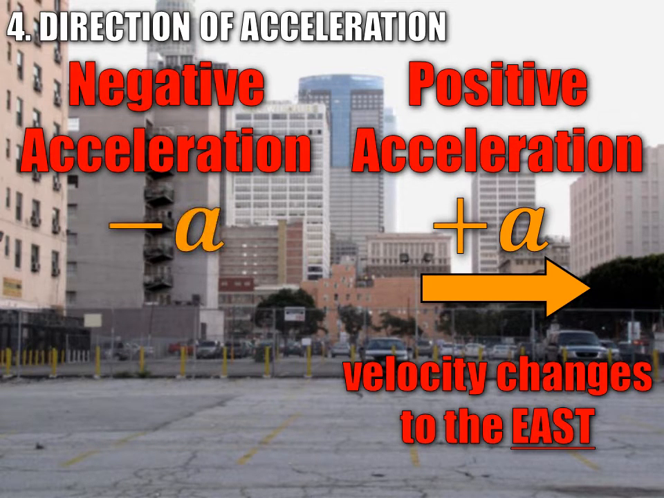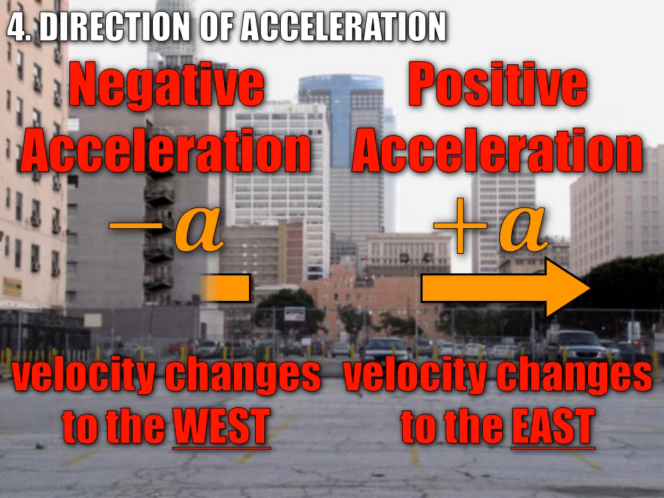Likewise, negative acceleration means the velocity is changing to the west. So there's something that's causing the object to accelerate in the western direction. Please don't confuse this. This is not the direction the object is moving, it's the direction the velocity is changing. Acceleration doesn't tell us how an object moves, it tells us how the velocity of the object changes. This is a very confusing idea, so we're going to do a few checks to make sure you understand it.